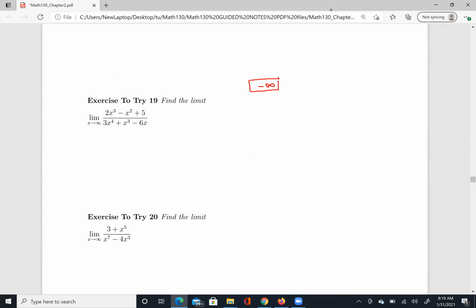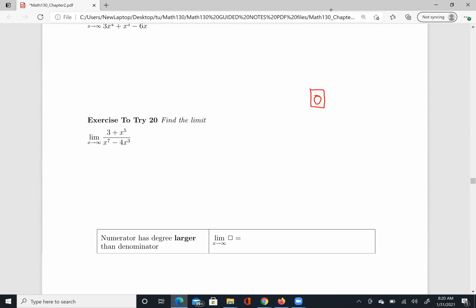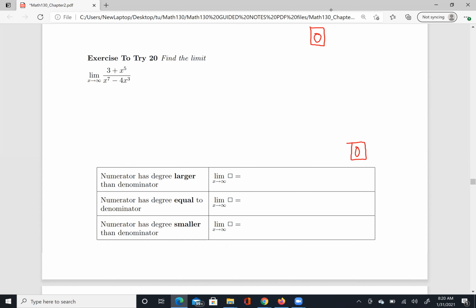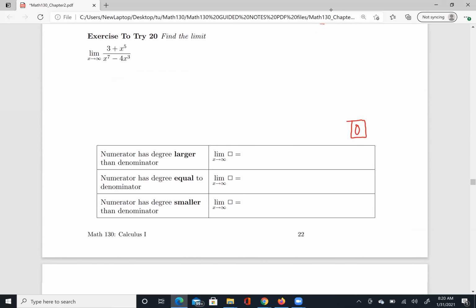The next one, 0. And 20 will be 0. So, okay.